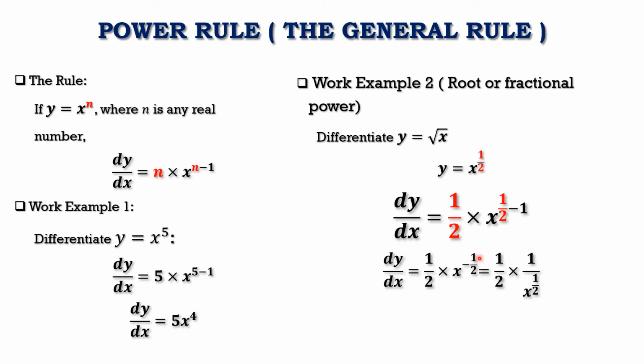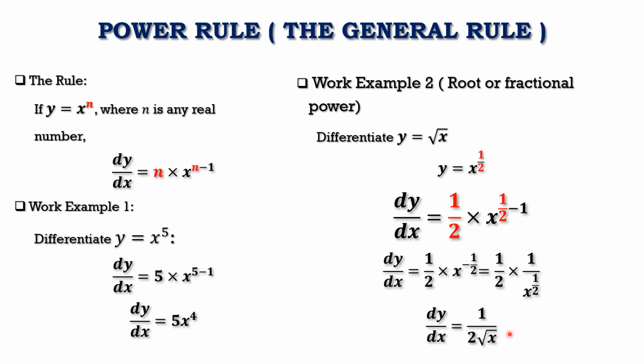And this expression is an inverse expression, which can also be written as 1 divided by x raised to the power 1 over 2. So it means that when you write it in an inverse form, the negative sign leaves the index of x. So the expression will now be 1 times 1 divided by x raised to the power 1 over 2, which we are going to end up with dy over dx equal to 1 divided by 2 square root of x, because x raised to the power 1 over 2 represents square root of x.